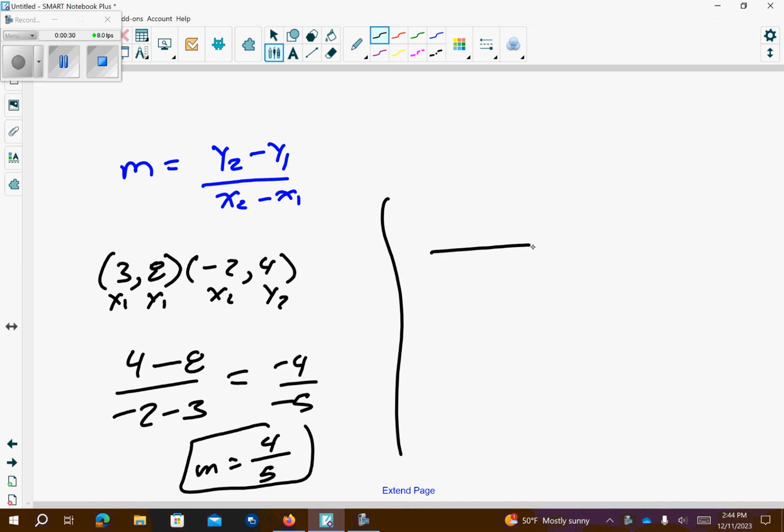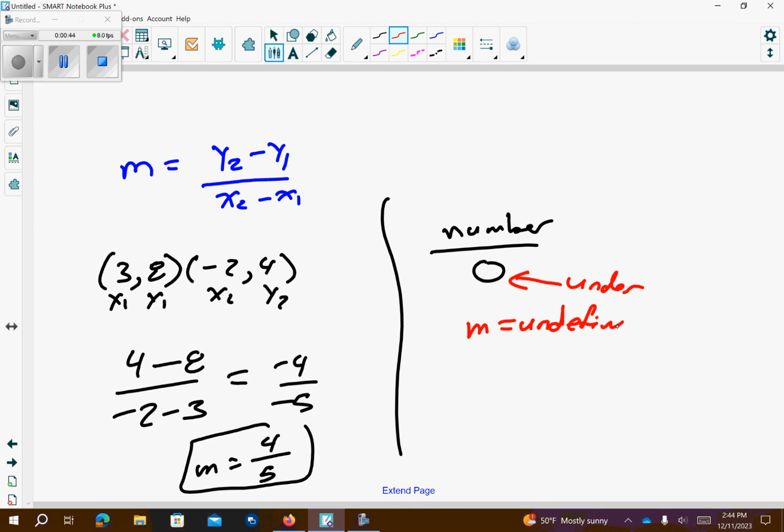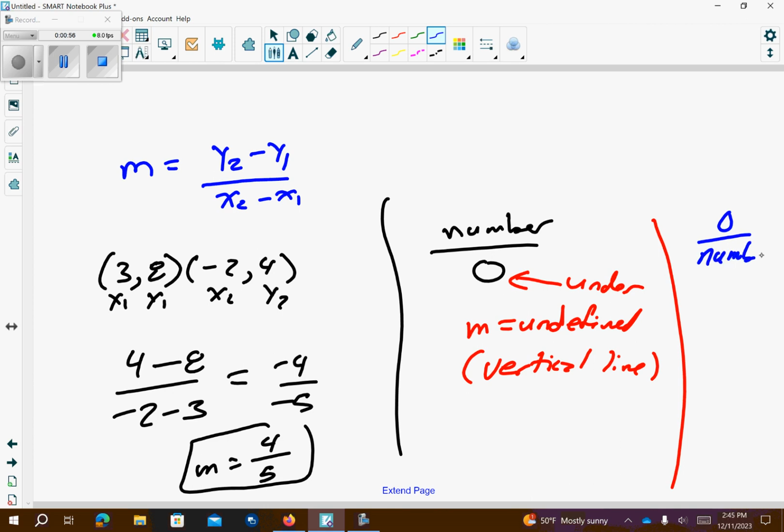Remember, if I get a 0 on the bottom, and I have some number on top, doesn't matter what number it is, if 0 is under, then your slope is undefined. That makes a vertical line. But remember, if I have my 0 on top and I have a number on bottom, so if this is on top, my slope is 0. This is a horizontal line.